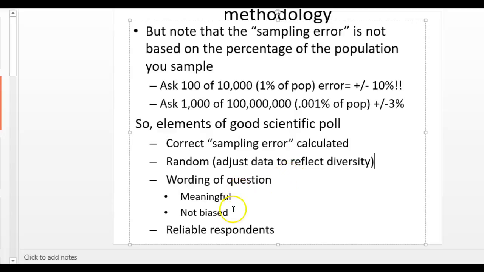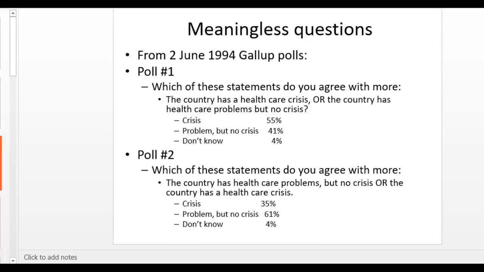Are they meaningful? Are they biased? Okay. Let me just show you an example of meaningless questions. You can take a look at this. This is an example of questions that the Gallup organization, which is one of the most highly respected polling organizations in the country, were thinking about running a poll about healthcare and people's views about the healthcare system. This is back in 1994. And they were doing some research to figure out what questions they should include in their poll. And one of the things they did is they took this issue of the healthcare crisis and they worded the question two ways.